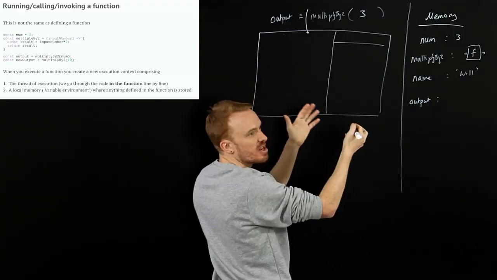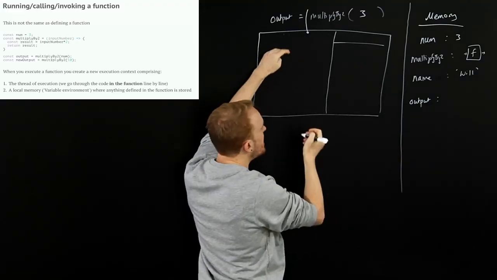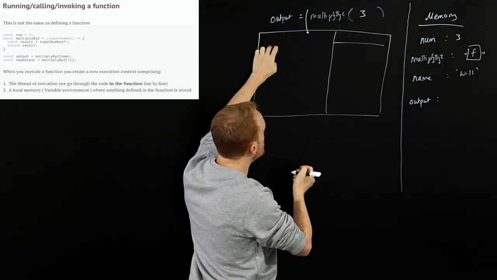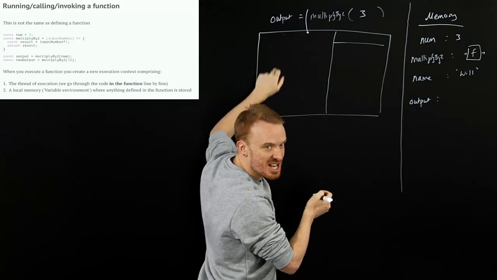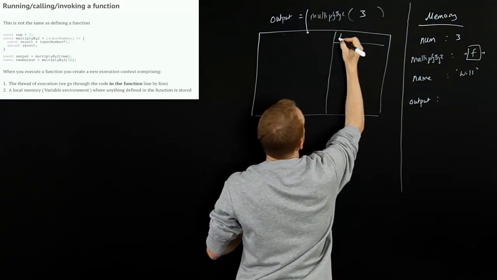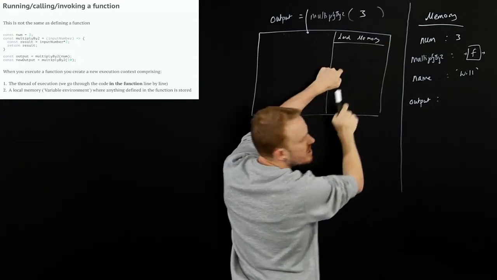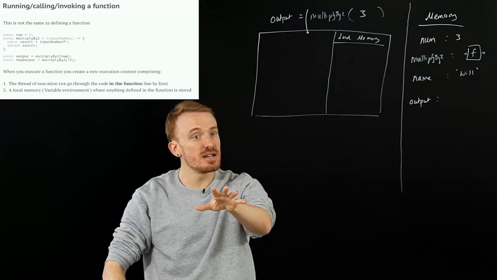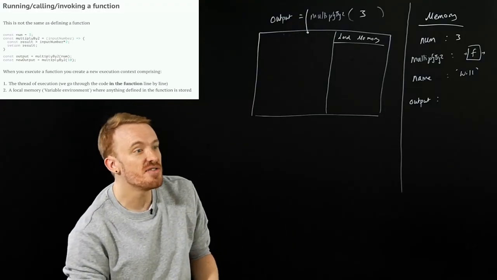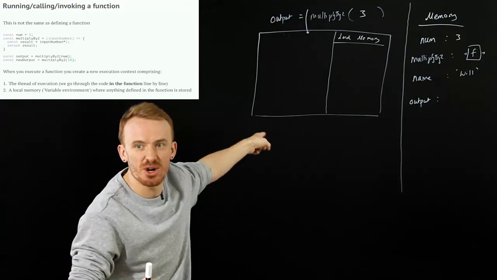It's got 2 parts, the same as the main one. A thread of execution, that is, the computer goes through the code of this function line by line, and a little mini local memory just for stuff we store. So by the way, already we can see how nice functions are. They break our main program up into mini programs.